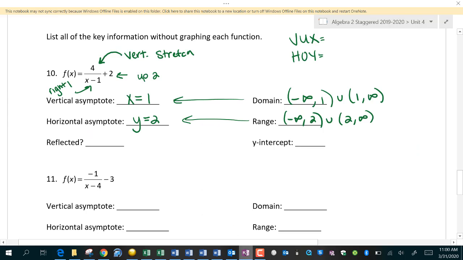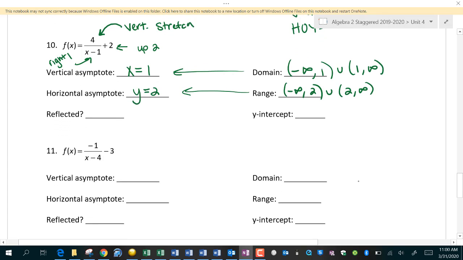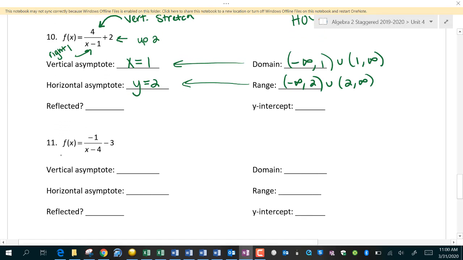That's all we're going to focus on for today. So let's look at another example or two. For number 11, I have negative 1 divided by x minus 4, minus 3. That negative symbol tells me that there will be a reflection. Because I have x minus 4 in the denominator, I know I'm moving right 4. And this minus 3 tells me I'm going to move down 3.